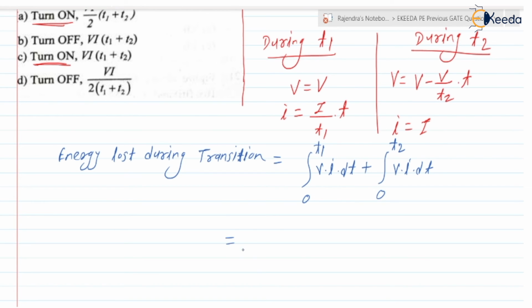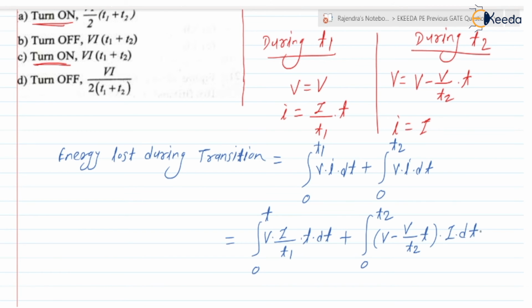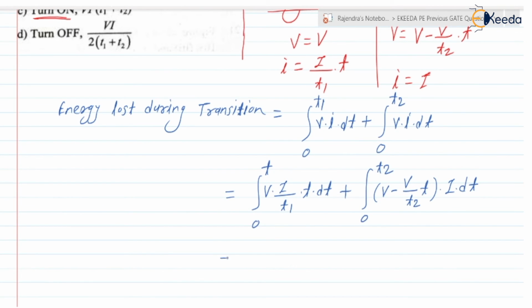So we can write it as integration from 0 to t1. What is the V? During t1 it is V only. V into I is I upon t1 into t into dt, plus integration from 0 to t2. During 0 to t2, V is V minus V by t2 into t, and current is I, into dt. So we need to simplify it.